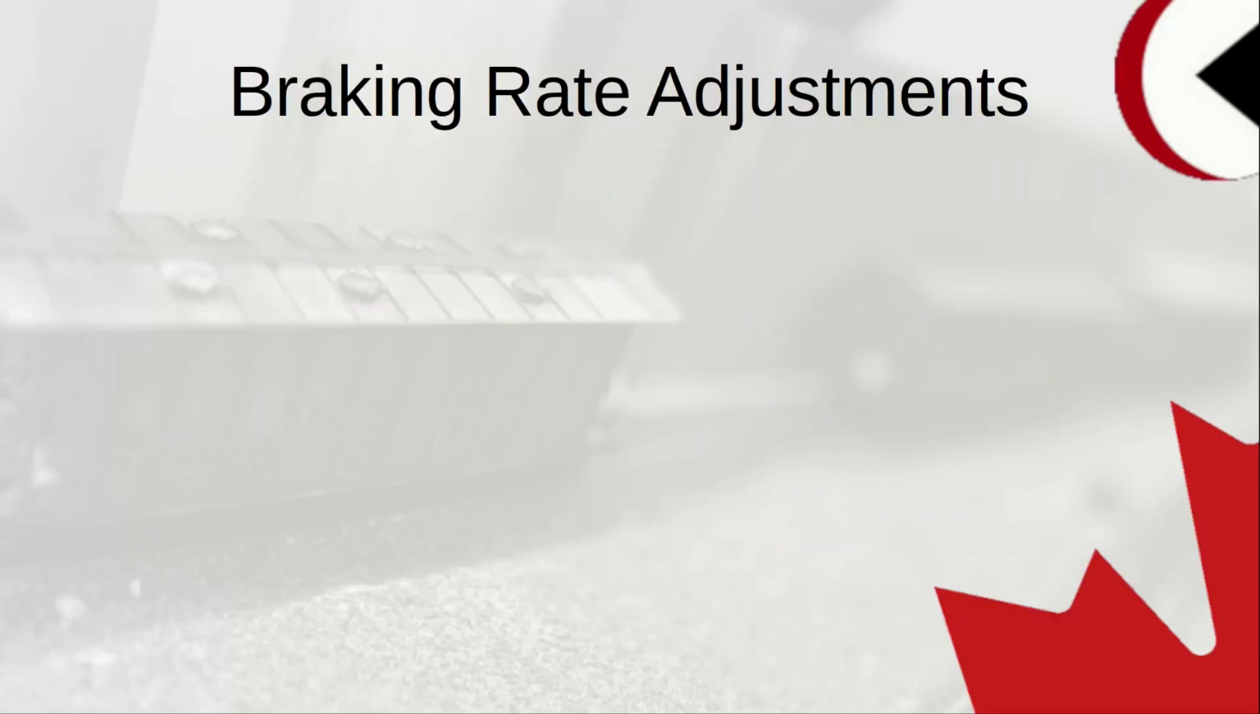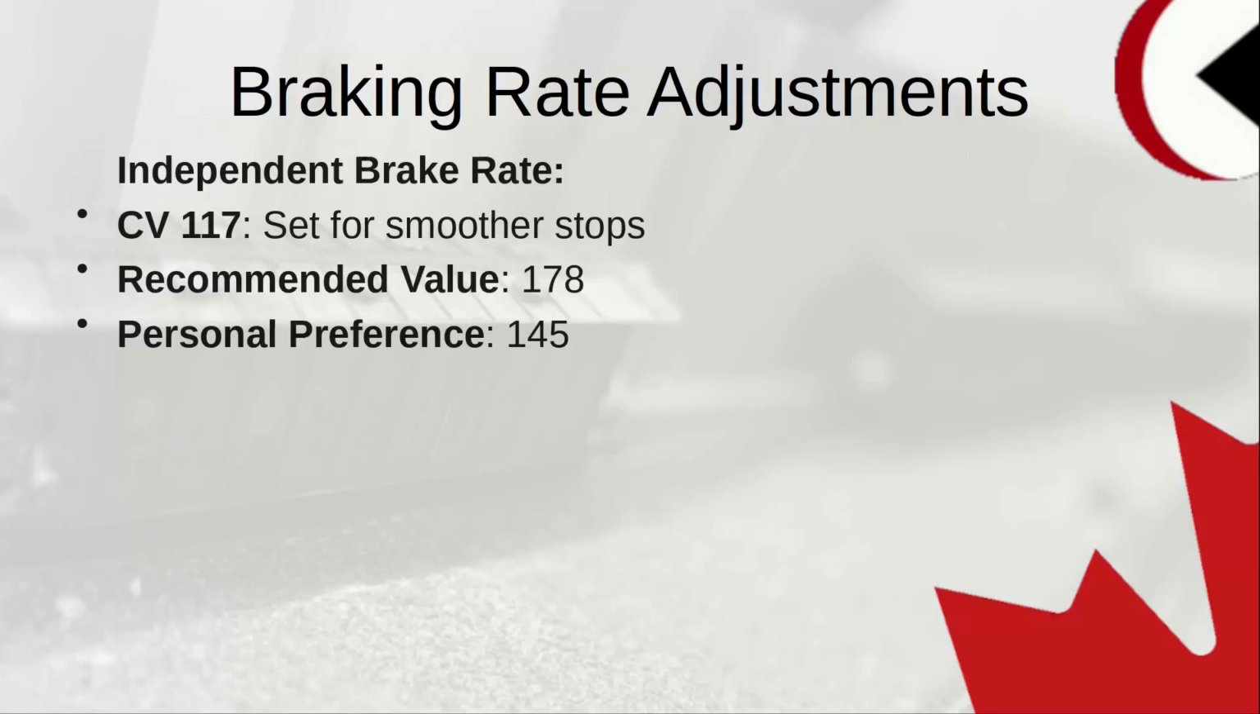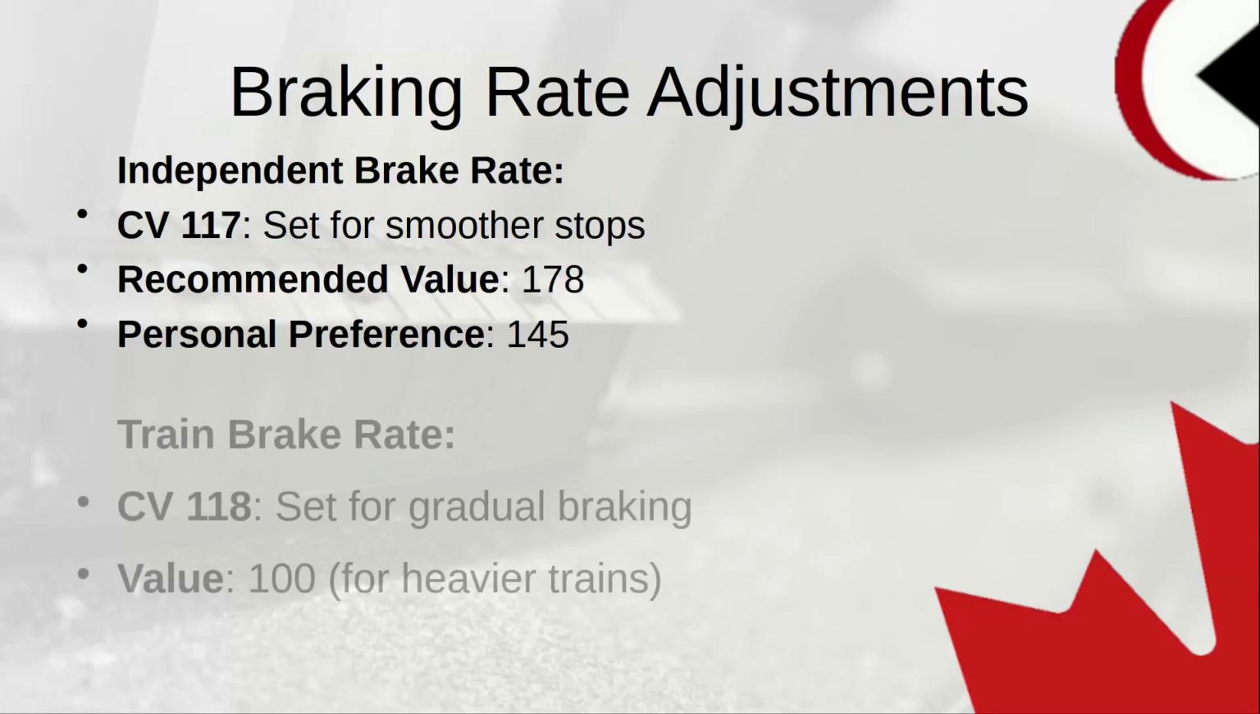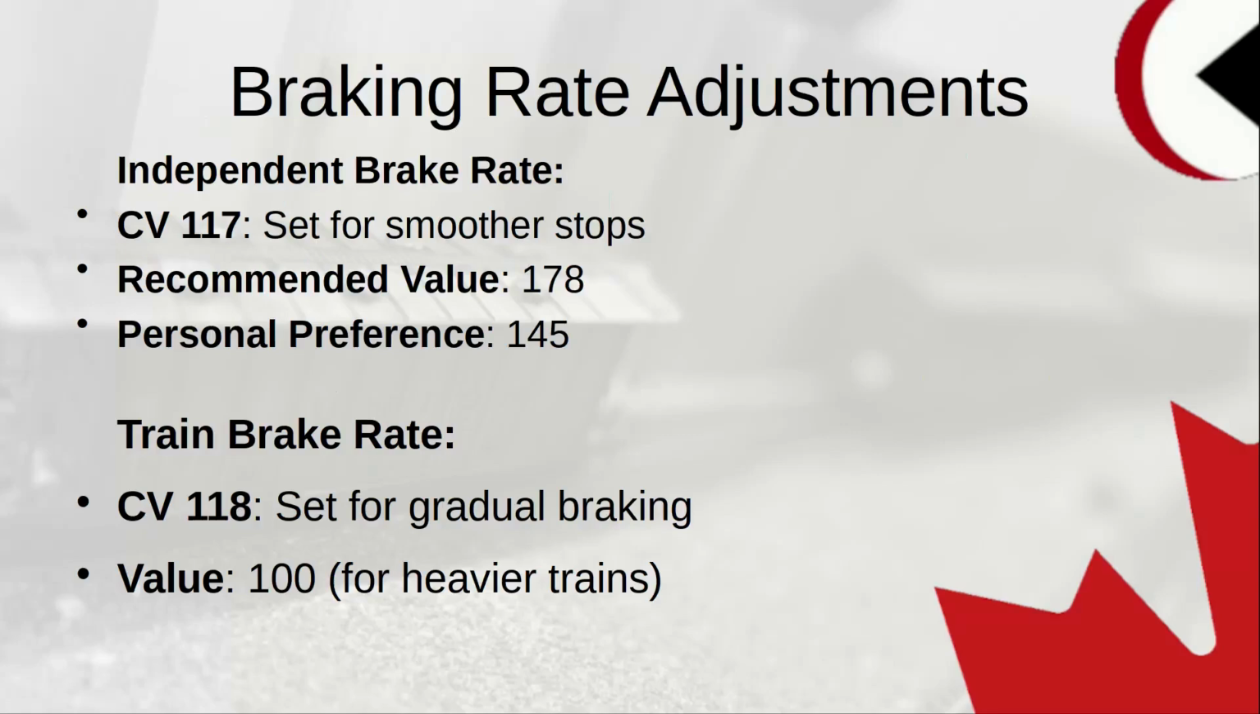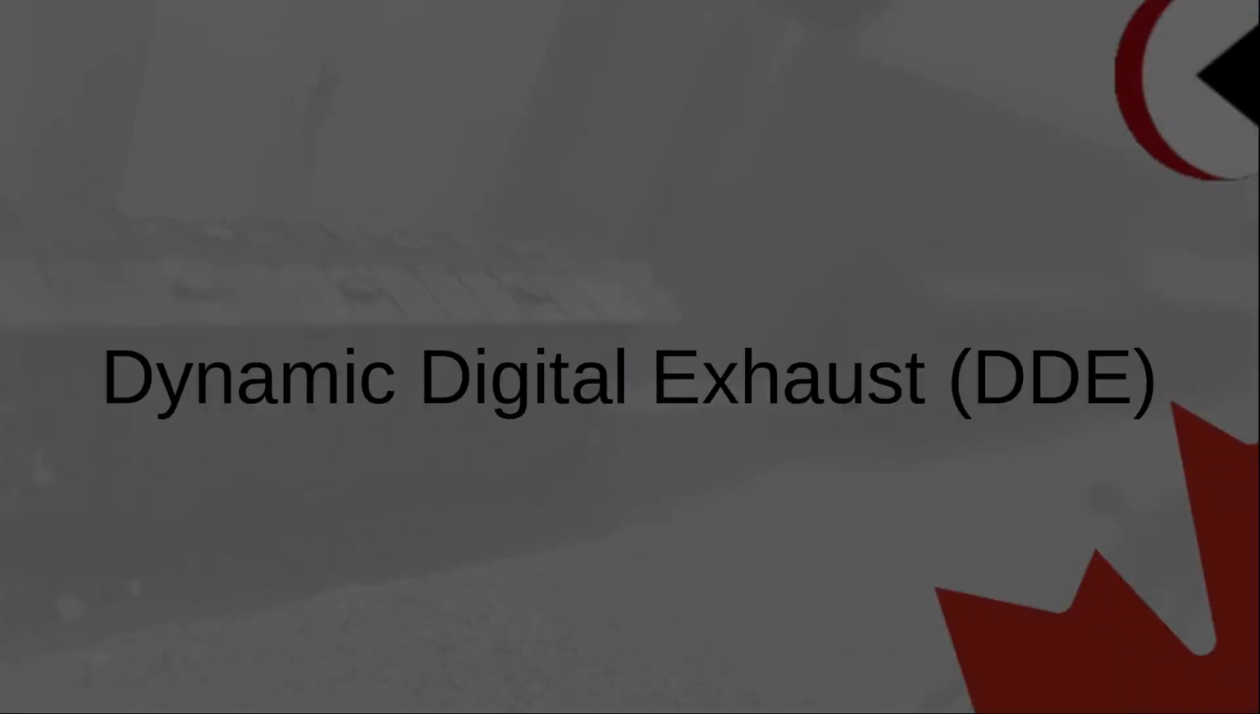The manual recommends setting CV117, which handles the braking rate for independent brakes most often applied when running only a locomotive, to 178 for a more rapid braking rate. I find the engine stops on a dime, and a value of 145 works for a smoother stop. By that same logic, train brake implies a heavier train, so you can set CV118 to a value of 100 for a more gradual braking rate.